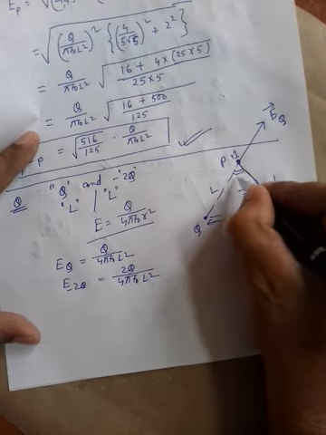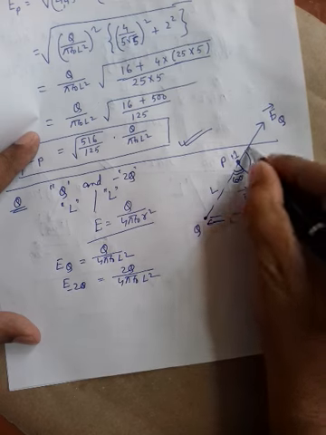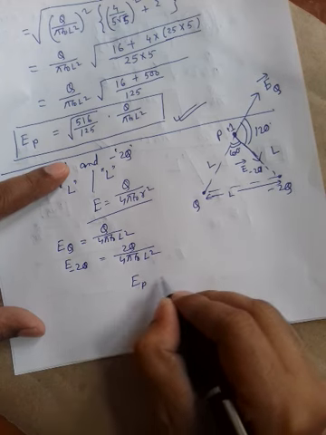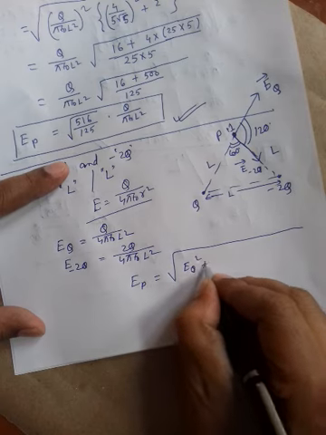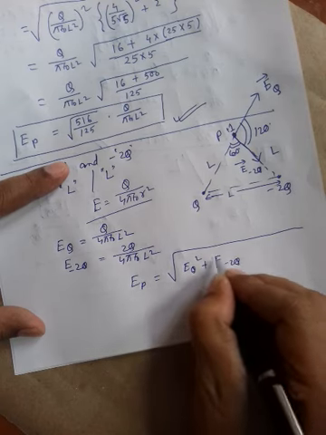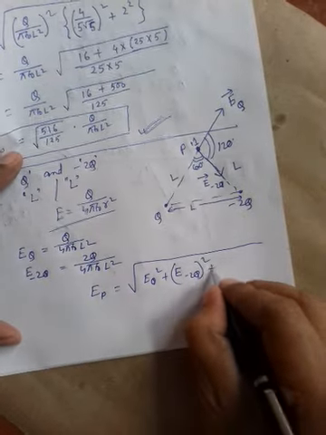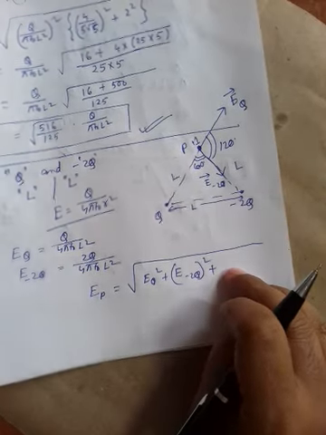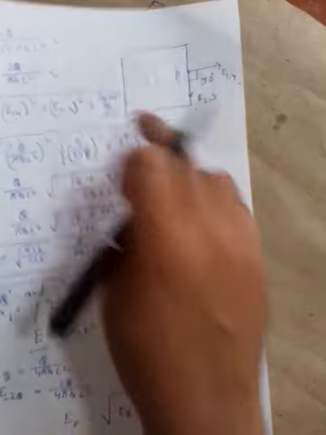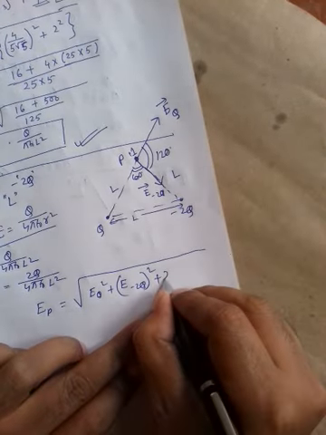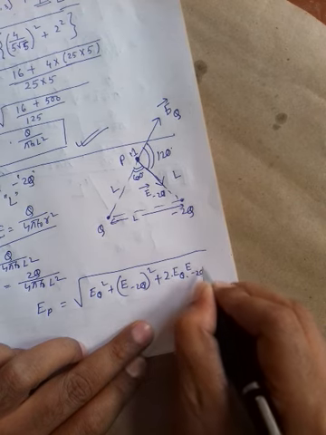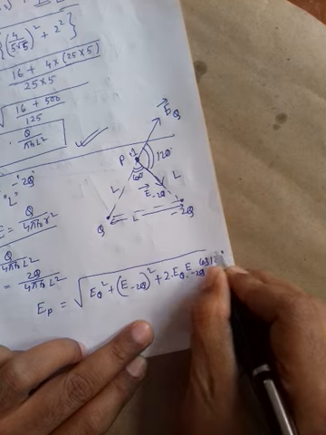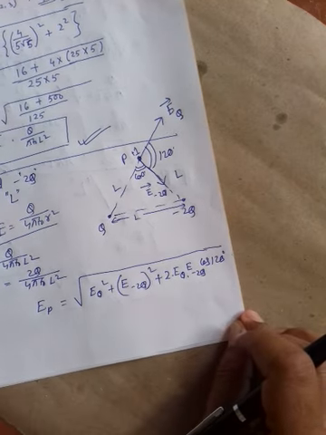As it is an equilateral triangle, this angle is 60 degrees, meaning this angle is 120. So the total of these two, the required field, can be found as the square root of E because of Q square plus E because of minus 2Q square plus, here the angle is 120 degrees, you must write it. In the previous case the angle was 90 degrees, cos 90 is 0, so it was not written. It is 2 times E because of Q, E because of minus 2Q, cos of 120. I am sure you know the value of cos 120: it is minus half.